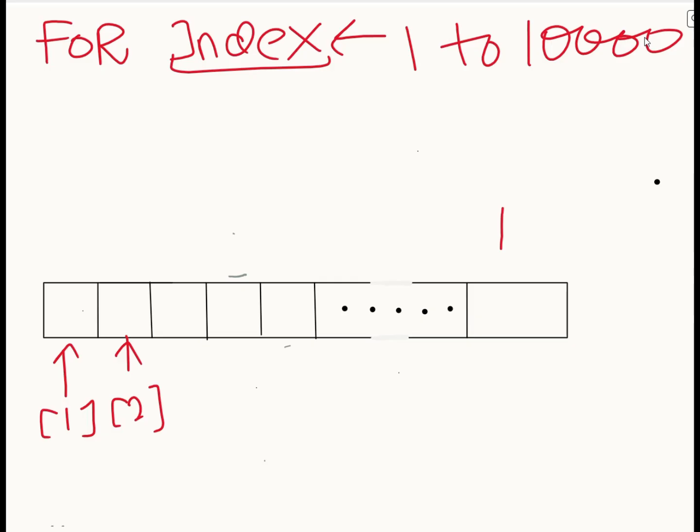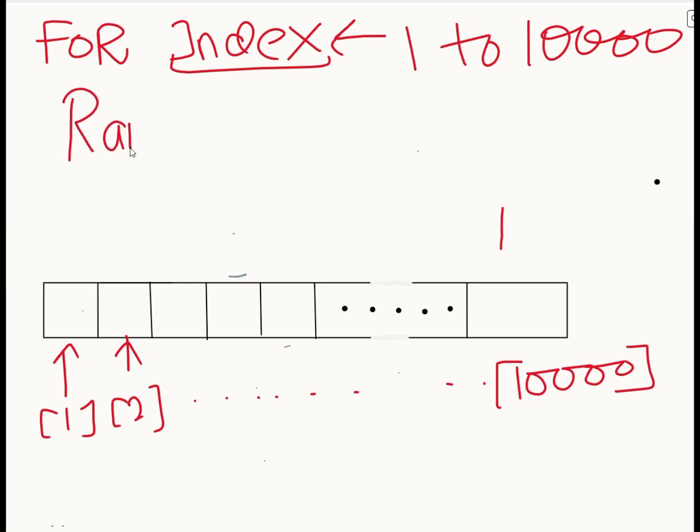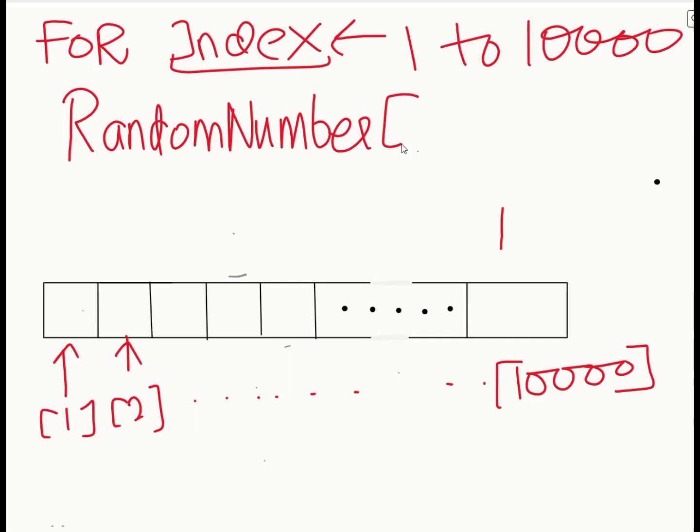Okay, now I have to generate a random number in each of these place values, in the first, second, third, and this will all go till 100,000. I have to generate random numbers in it. In order to generate a random number in the first position of the array, first we have to take the array name, which is random number. This is the array name, random number. In the first index position, we have to store a random number.